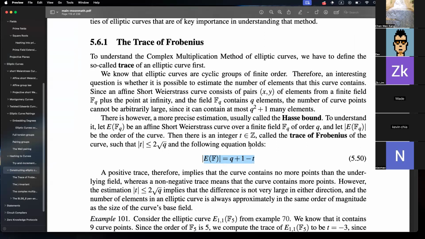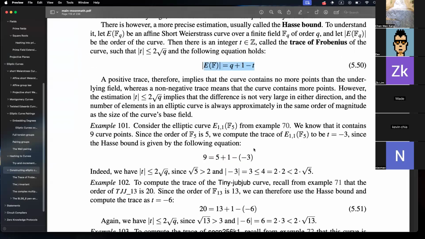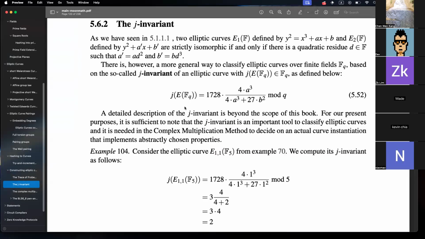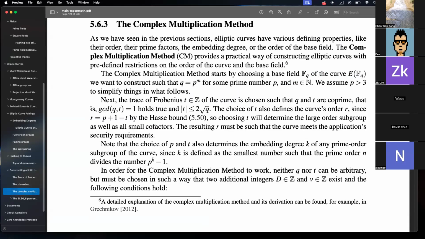We need this to do the complex multiplication method, which is talked about. Yeah, there's also the j-invariant, which the books mention. Both of these are used later in the complex multiplication method.